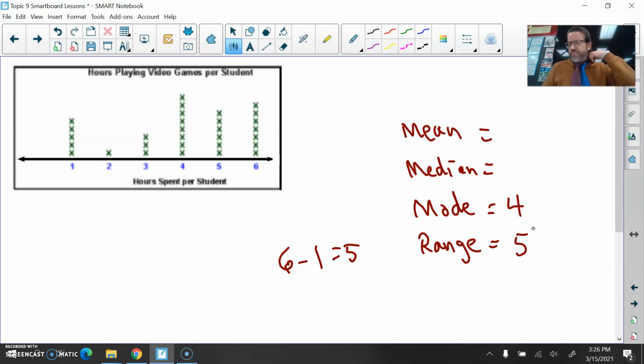Next, I'll find the median. All right, median is the one that's in the middle. Okay, so we need to know how many students were being asked how much time they spend playing video games. Let's count here. 1, 2, 3, 4, 5, 6, 7, 8, 9, 10, 11, 12, 13, 14, 15, 16, 17, 18, 19, 20. 1, 2, 3, 4, 5, 6, 7, 8, 9, 30. We have 30 students here, if you count them all up.